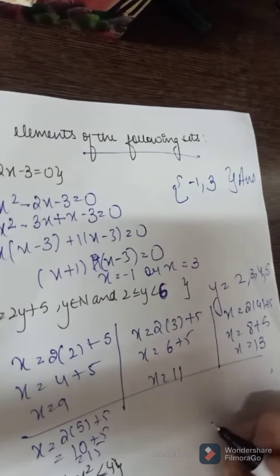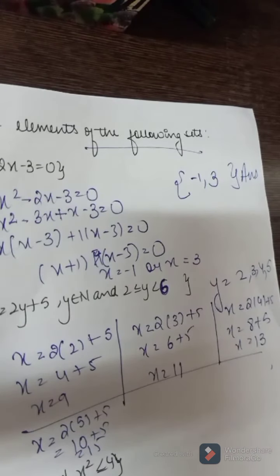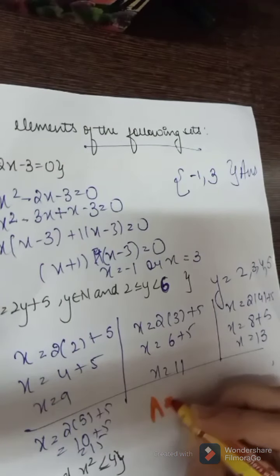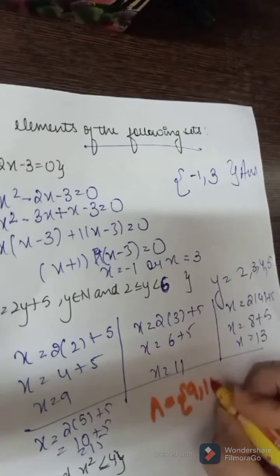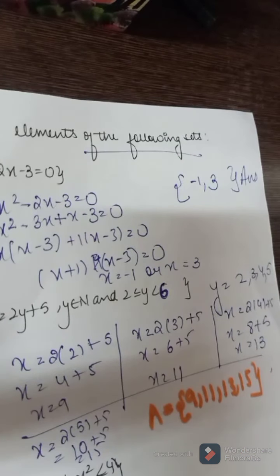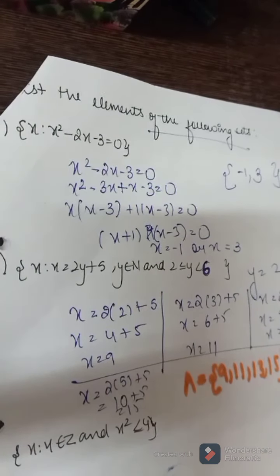So the elements of the set are going to be, I'm going to write them with a bold marker because a lot of mess is there. So let the set be 9, 11, 13, 15. These are the elements of the set. 9, 11, 13 and 15. These are the elements of the set.